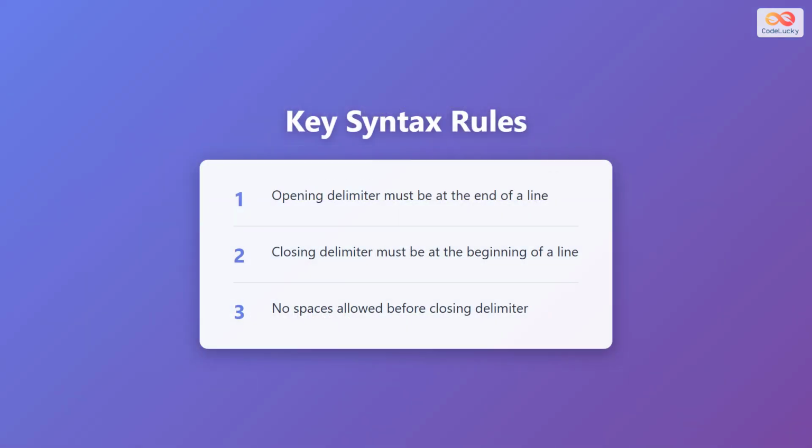There are 3 critical syntax rules you must follow when working with here-strings. First, the opening delimiter must be at the end of a line with nothing after it. Second, the closing delimiter must be at the beginning of a line with nothing before it. And third, no spaces are allowed before the closing delimiter. Violating any of these rules will cause PowerShell to throw a syntax error. These rules ensure that PowerShell can correctly identify where your multi-line string begins and ends.